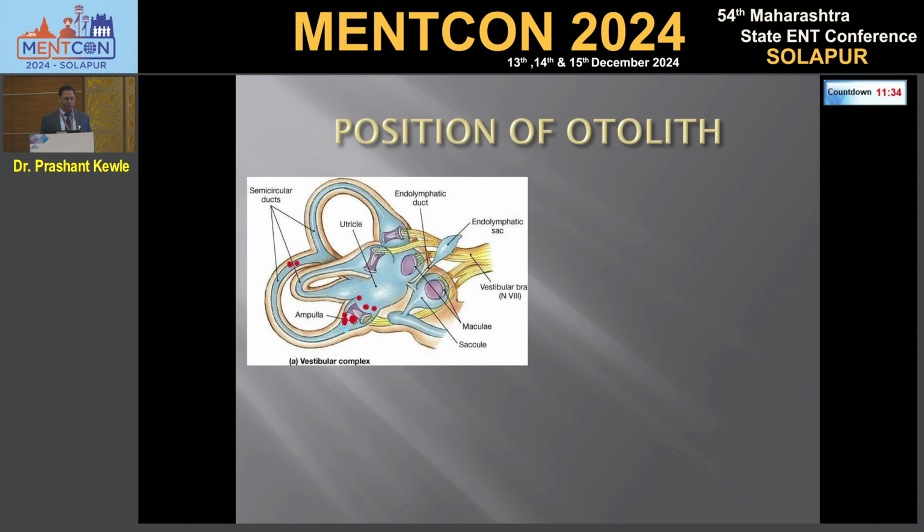The third position, they can be in the short arm, maybe free floating. So this is canalolithiasis of the short arm. And if they are stuck to the cupula, it will be cupulolithiasis, but with the particle on the short arm or utricle side. And another is at the crus commune. At the crus commune, they may get jammed, and again they will give some other kind of nystagmus.